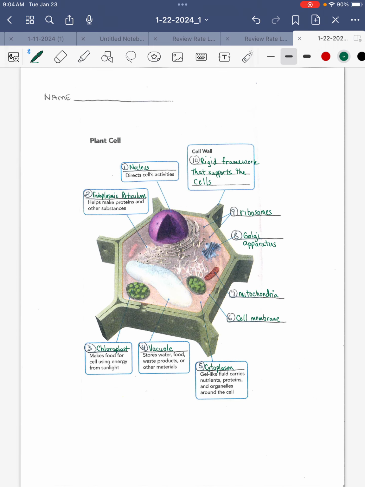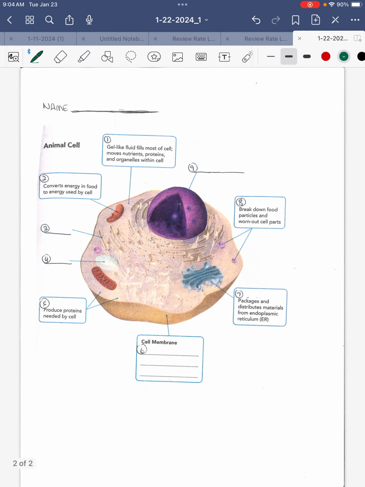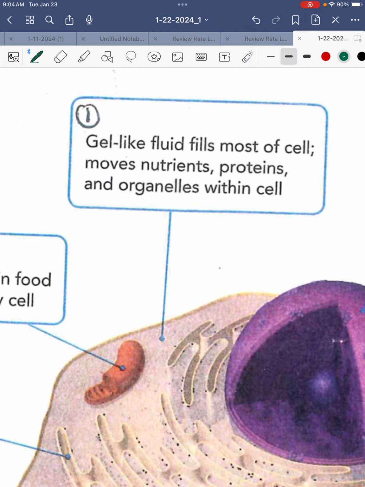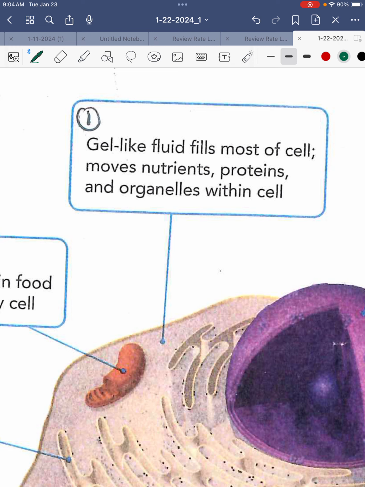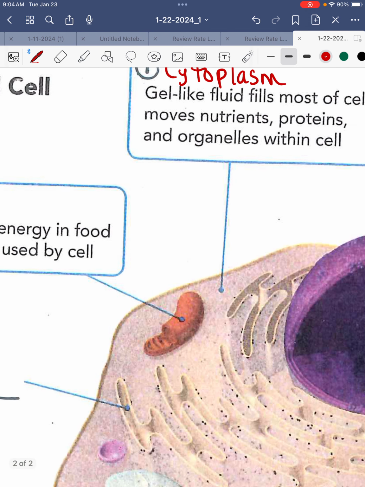I'm going to turn the page and go to the animal cell. And again, I've numbered it 1 to this time 9. And we'll see what we can do here. The first one is pointing at the gel-like fluid. Oh, I don't want to do green anymore. Let's go red for the animal cell. And we found that also in the plant cell, the cytoplasm.